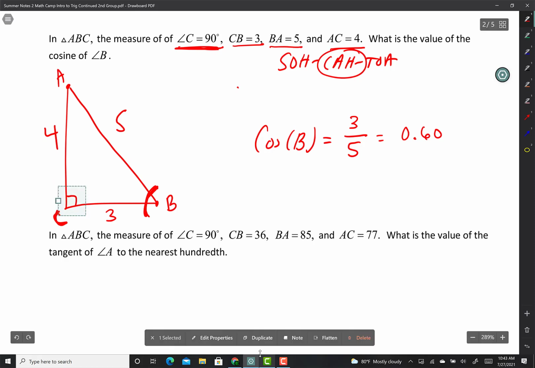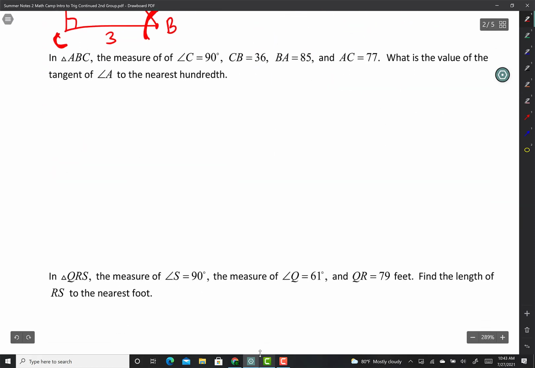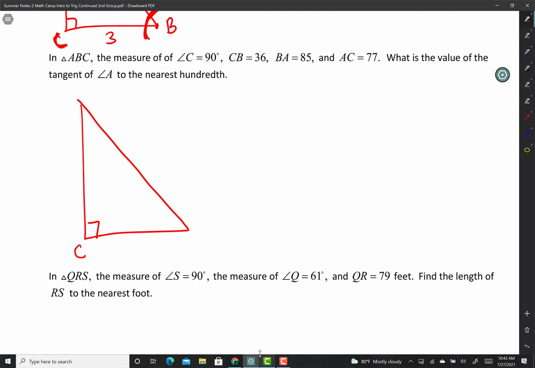All right. I think we're good. Let's go to the next one, guys. So the next one says in triangle ABC, the measure of angle C is 90 degrees. So that's the important part there. So let's label the 90-degree angle vertex C. And it doesn't matter. We're going to mix it up. I'll label that B and this one A. It doesn't matter which one is what.